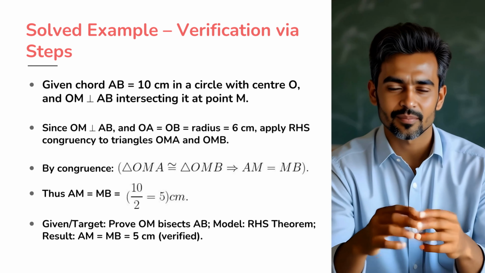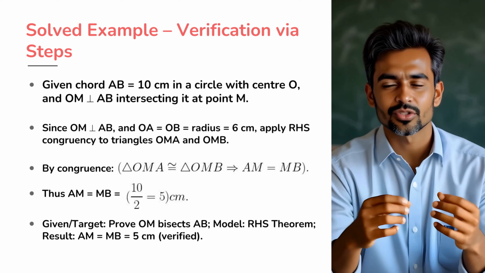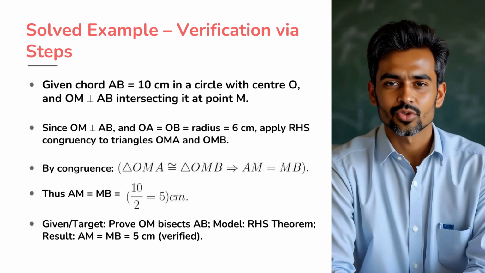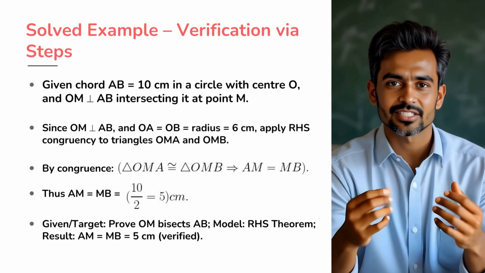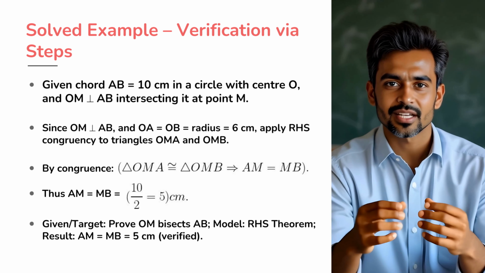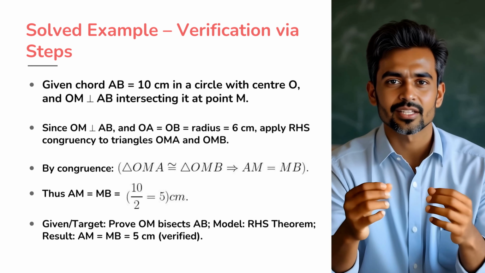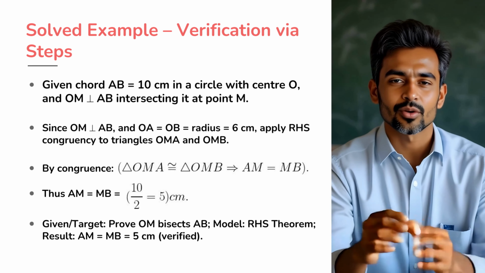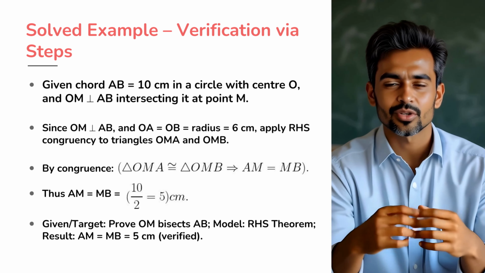Using what we have learned, triangles OMA and OMB fulfill the RHS congruency rule. OA equals OB, OM is common, and the angle at M is 90 degrees. So, the two triangles are congruent. Therefore, AM equals MB. Since AB is 10 centimeters, each half measures 5 centimeters. That is, AM equals 5 centimeters and MB equals 5 centimeters. The chord AB is perfectly bisected by the perpendicular from the center. So, from given to proven, AM equals MB equals 5 centimeters. This neatly confirms our theorem with actual numbers.